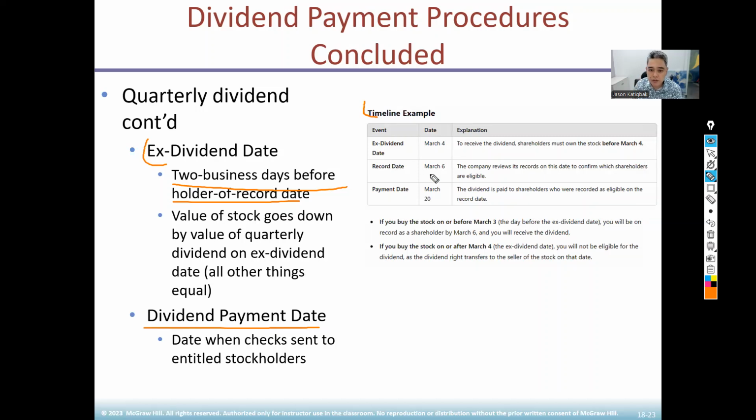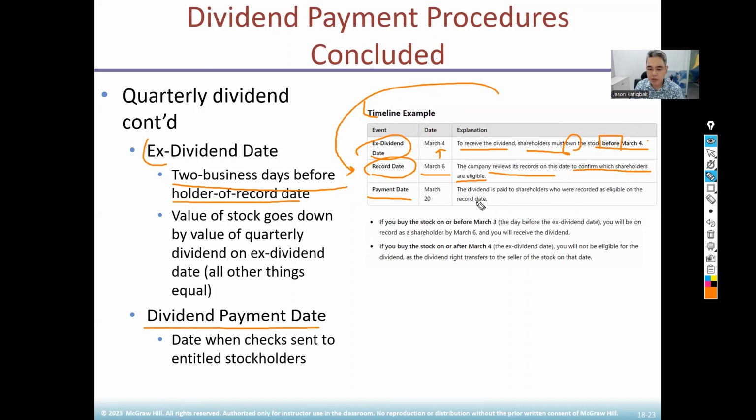A timeline will be, say, I'll start with the record date, March 6th. So the company will view the stock records to confirm which shareholders are eligible. 2 business days before that will be your ex-dividend day. So make sure it's business days, not calendar days. What it means is that you are not counting holidays and weekends. So to receive the dividend, shareholders must own the stock before. That's the operative word, before March 4, which is 2 business days before the record date.